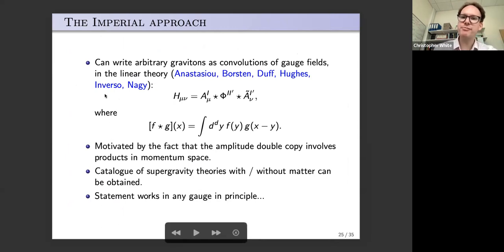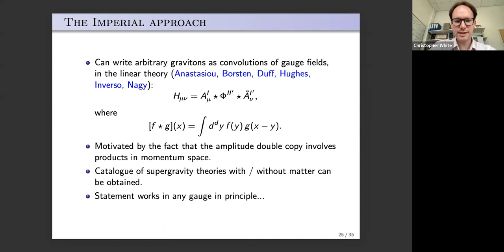But anyway, some people have put together a program where they take convolutions of fields in position space and show that you can arbitrarily generate double copies. So they have used this principally to look at a catalogue of different supergravity theories, both with and without matter. So it actually allowed them to find new theories where this should be true.